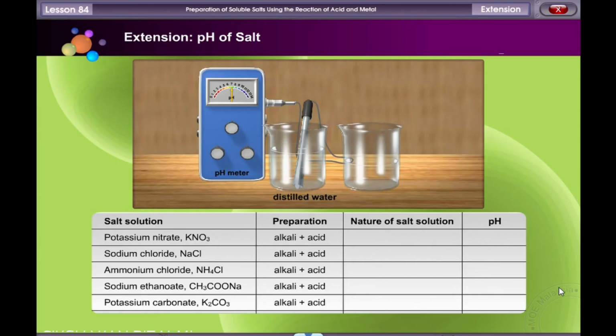When salts are dissolved in water, they give different pH values. Observe this animation. Each of the salts will be added in the water, and their pH values are measured. We are going to record the pH meter readings in the table.